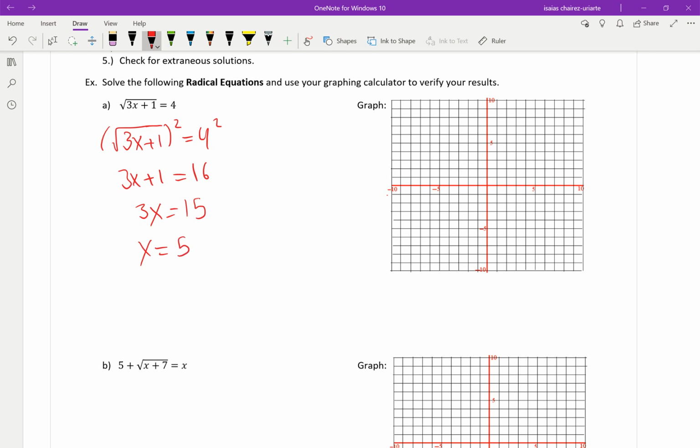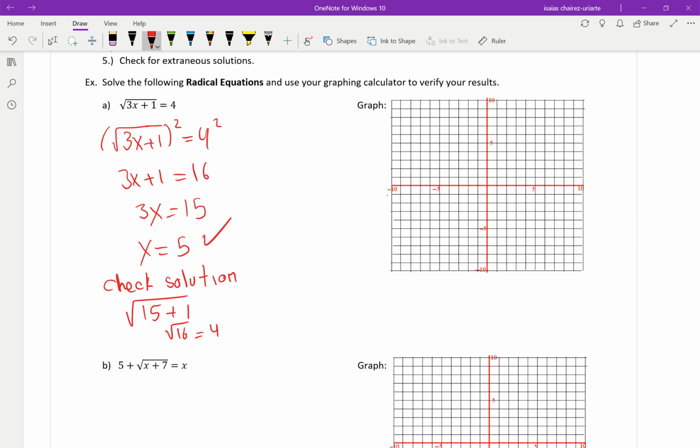Let me just make sure that if I plug this solution back into the original equation, I should not end up with a negative inside the square root, and I should end up with the same number on both sides of the equation. So let me check my solution. This becomes the square root of 15 plus 1, which is the square root of 16, and that is equal to 4. So this seems to be a valid solution.